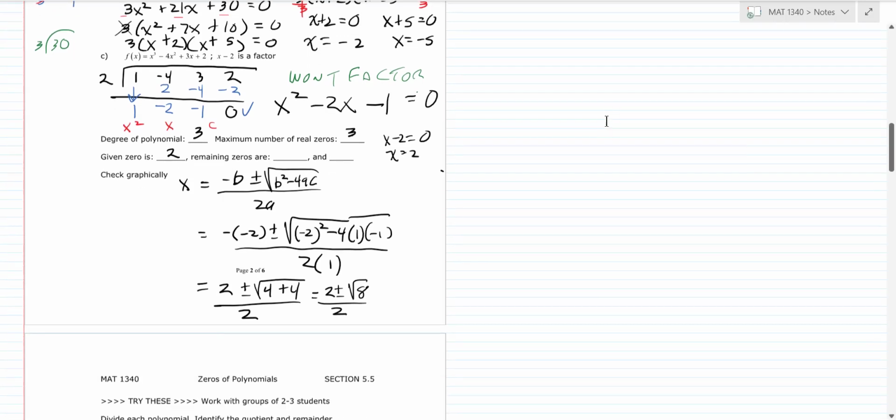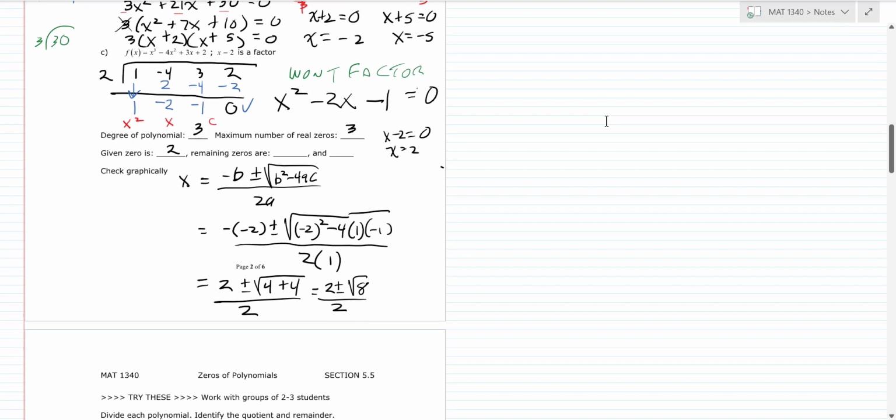Now watch this carefully, because this is a part right here that students a lot of times forget how to do. If you've got this square root of 8, you can break the square root of 8 into 4 times 2. And the square root of 4 is 2, so you can write the square root of 8 as 2 root 2. So you want to go ahead and write this as 2 plus or minus 2 root 2 over 2. Okay, then from here, I'm going to just sneak down to this next page here.